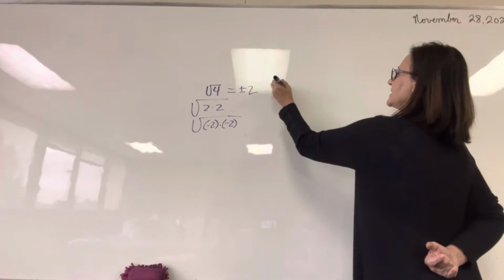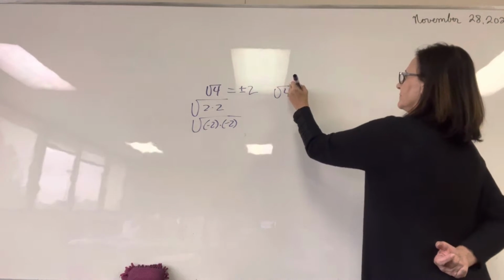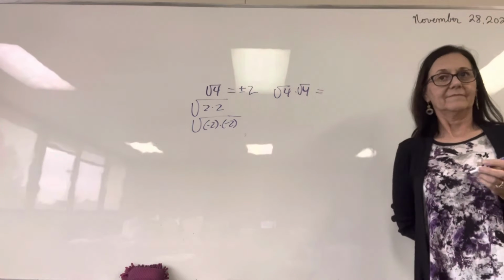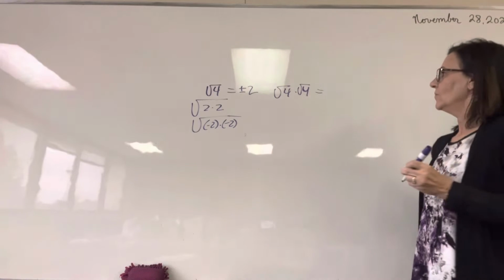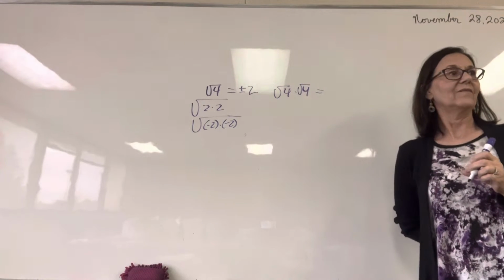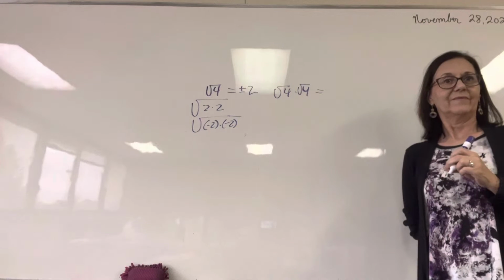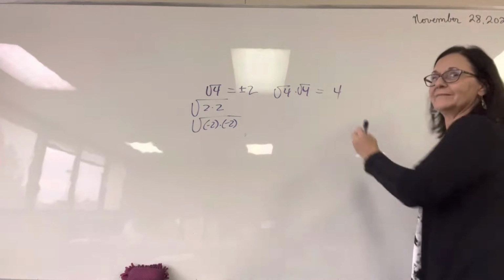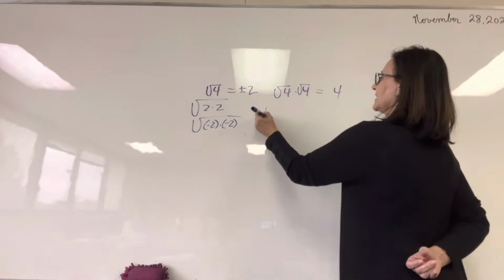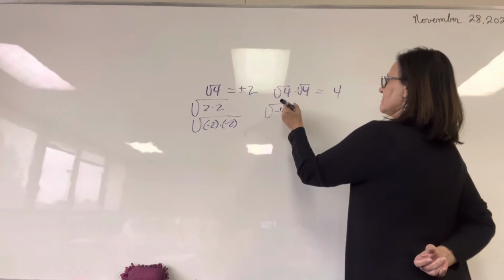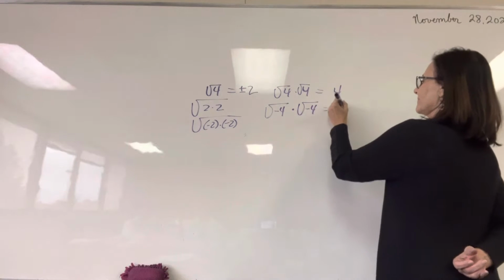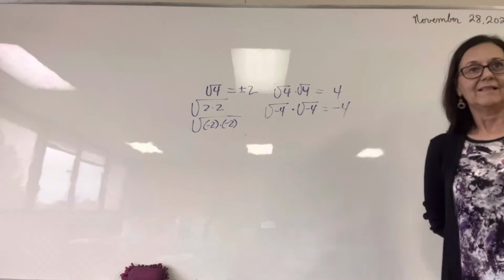Okay, what is this? Plus. Plus minus. No, they're options. It's 4. Okay, what is this? Negative 4. That's correct. You are smart.